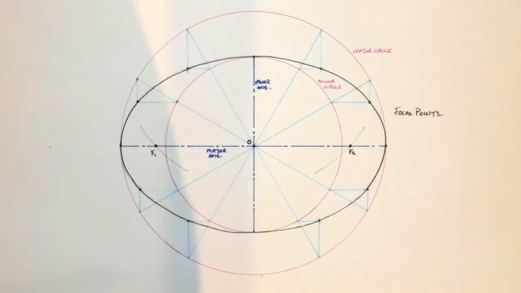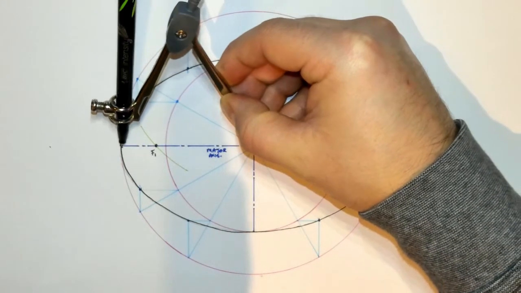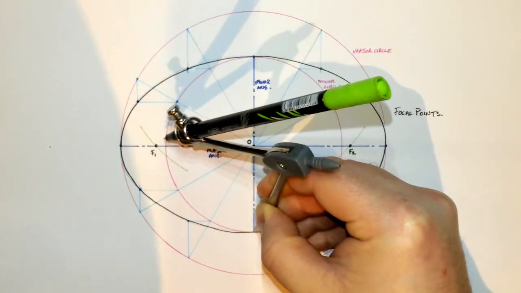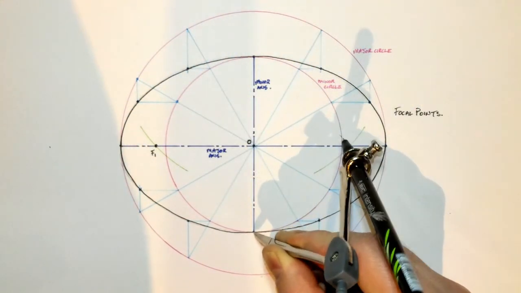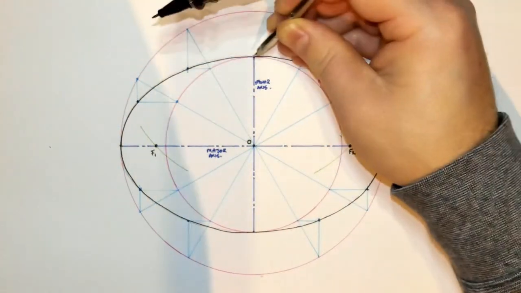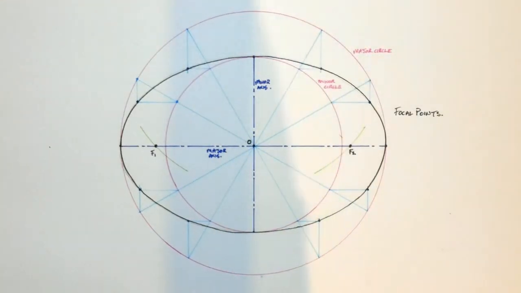And just for clarity's sake, if you were to take that major radius and go to the bottom of the minor, you can also swing the points from there and they will align exactly in the same position. So you can swing your major radius from the top or bottom of the minor axis to get your focal points. Now, what is the significance of that?